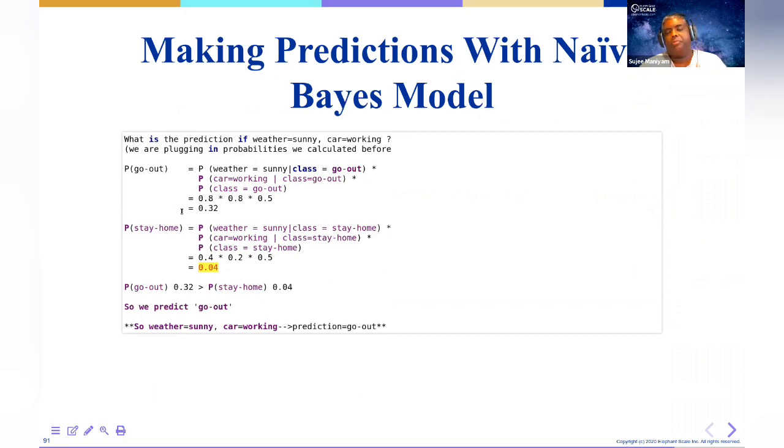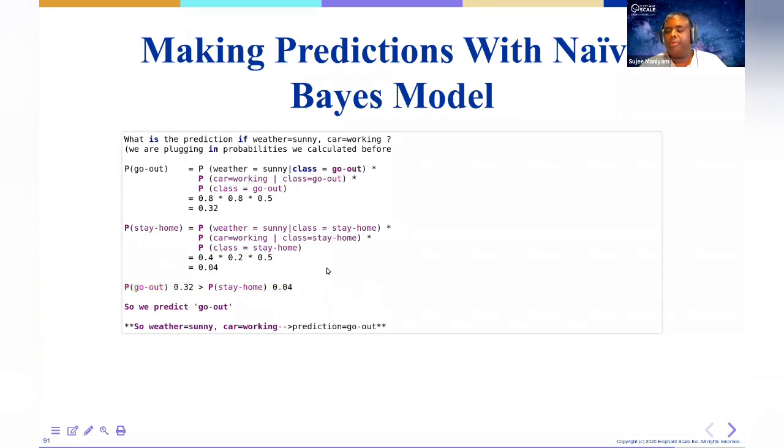Yeah. So we have two probabilities. Whether the sunny car is working, I calculate two probabilities. One is for going out, 32%, right? And for staying home is 4%. So the algorithm simply predicts the one with the highest probability. That's it, right? So it says, yeah, I'm going to go out.